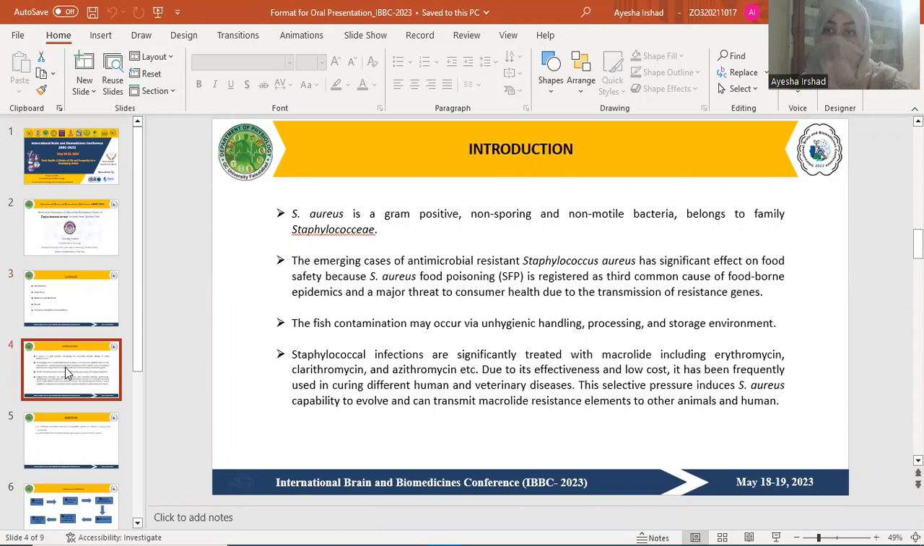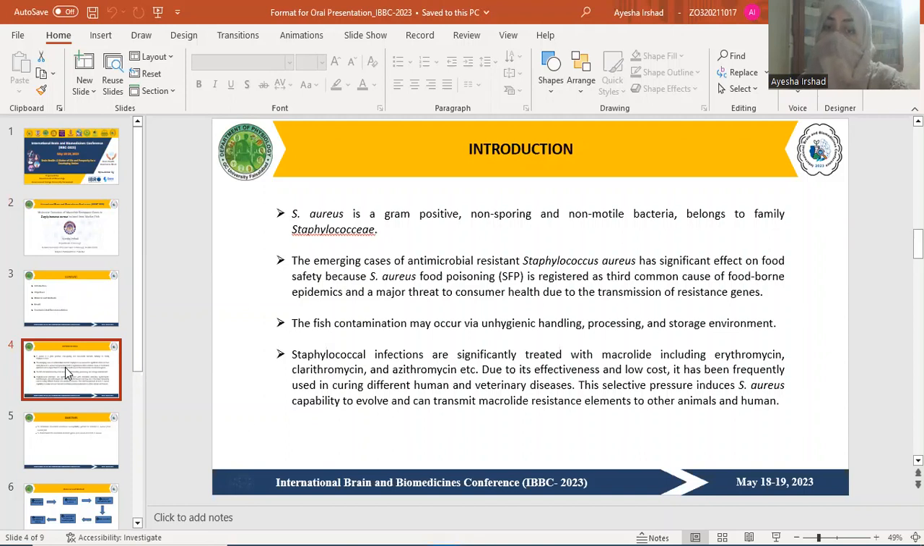Staphylococcus aureus is one of the most common bacteria which is found in animals and in humans. But this bacteria sometimes become pathogenic and cause many infections. These infections are treated with antibiotics. Macrolide is also a broad spectrum antibiotic which is used against these infections. It includes erythromycin, clarithromycin, azithromycin, and etc.